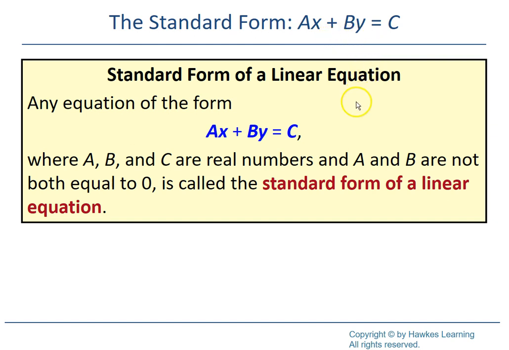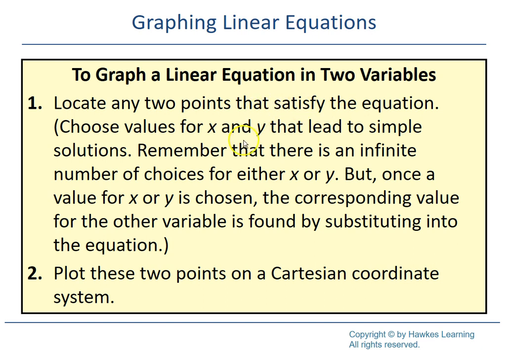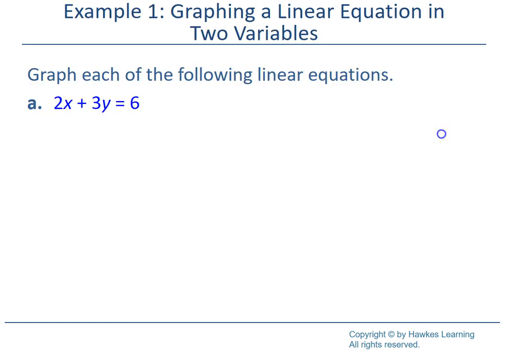And that sounds like a quiz question to me. Now, notice that in order for this to be true, you can't have x and y both be 0. One of them can be 0, but not both. And we'll go over this in some detail. You can pause and read it if you like. And take notes. This is what we will do to graph these.